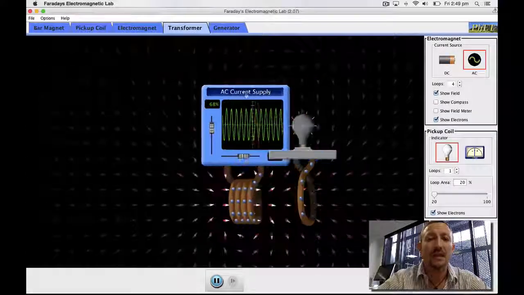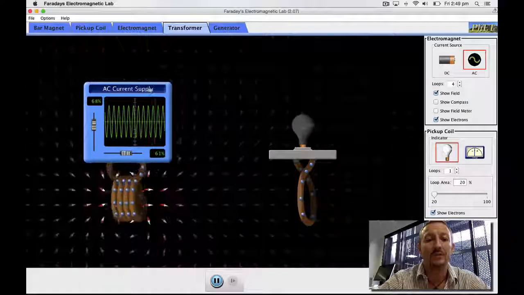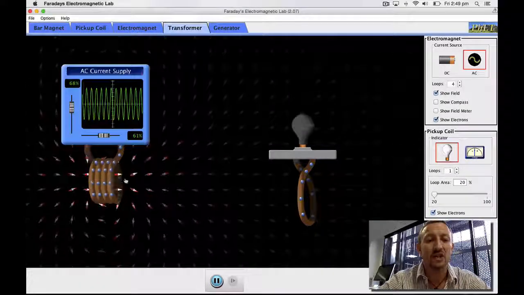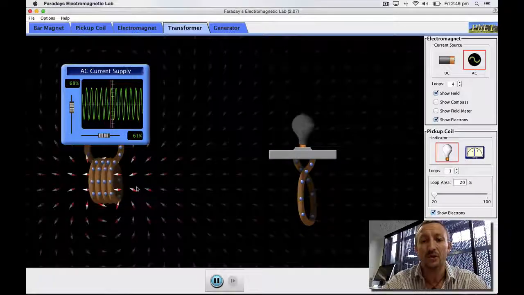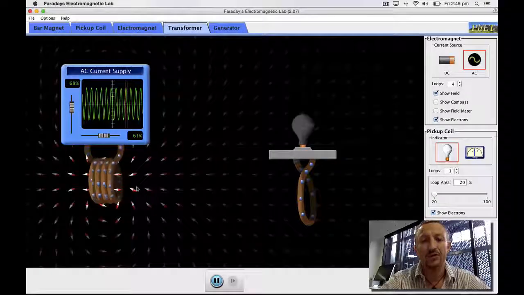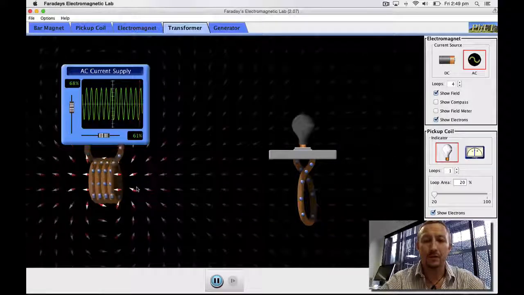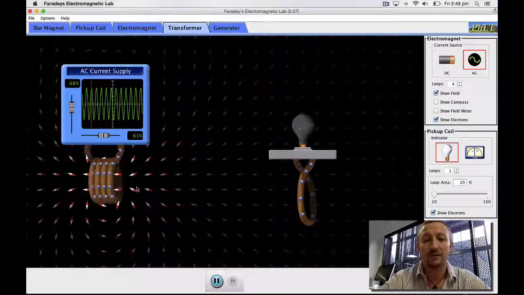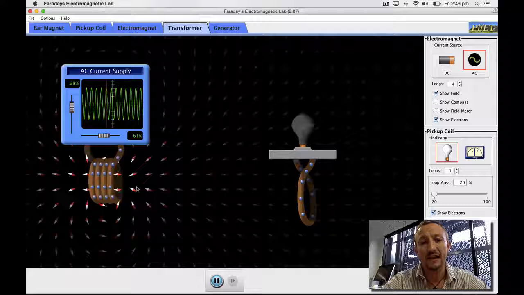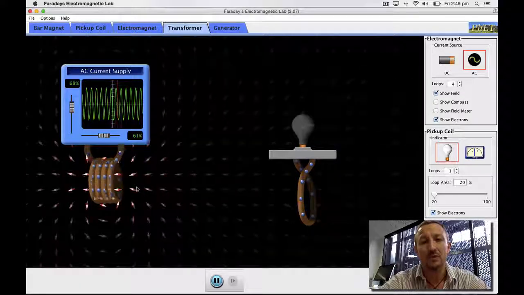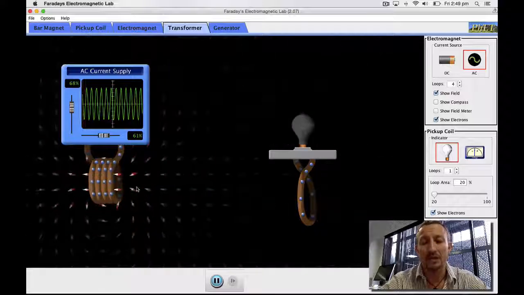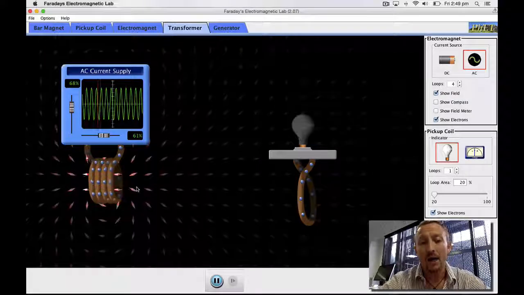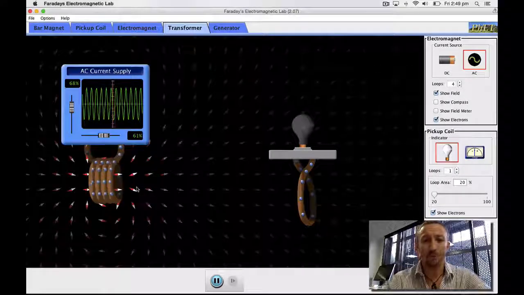Okay, so basically that shows exactly what happens when I'm using this change in flux to generate an EMF, an electromotive force, which causes electrons to move through a circuit, which will allow us to produce a voltage. Remember, the wires are not linked. All that happens with the transformers is that change in electric field is passed through an iron core.